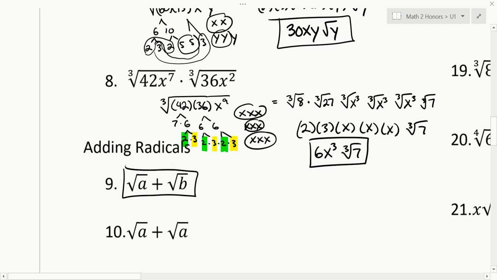But the next one, square root of a plus square root of a, those are like terms. We can add those. What do you think the answer is? It's like x plus x, which would be 2x. So this is going to be 2 square root a. We're not multiplying them. Square root of a doesn't change. What we're doing is we're adding the coefficients. There is a 1 here and there's a 1 in front here. Not the index, but the coefficient is a 1. That's what we're adding.